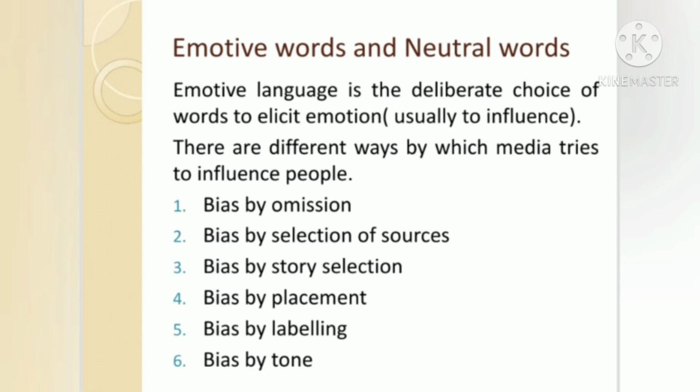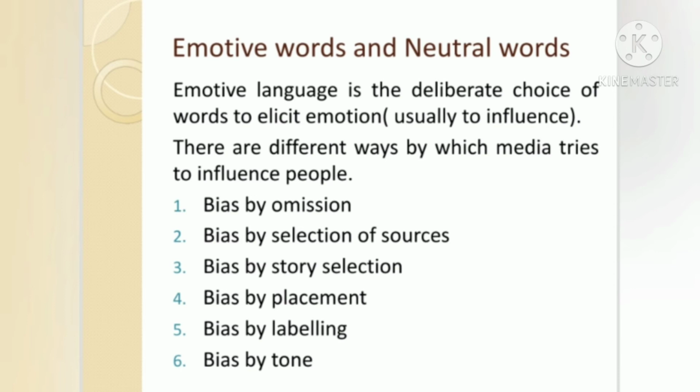The next one, bias by placement. Story placement indicates how important the editor considers the story. Bias by placement occurs depending on the space and placement allocated in the paper for an article or a story. So it is by diminishing the news value of something important by not giving it a proper space in the newspaper. That is bias by placement.